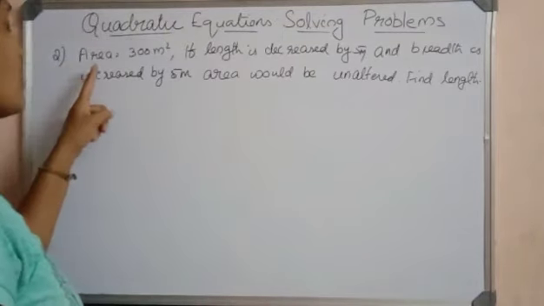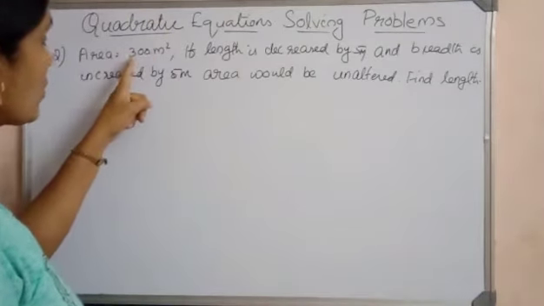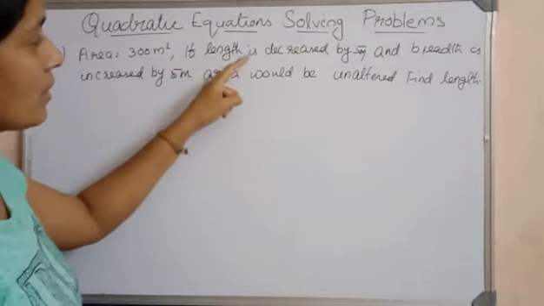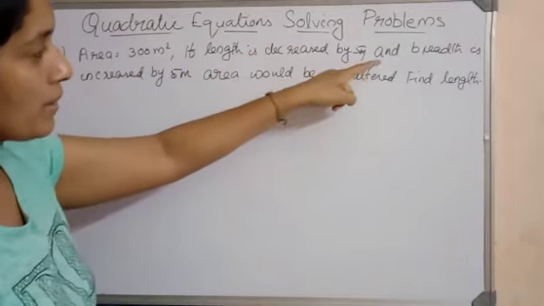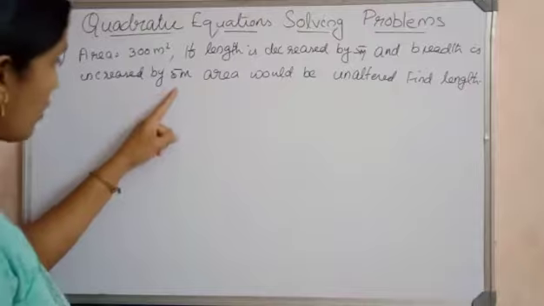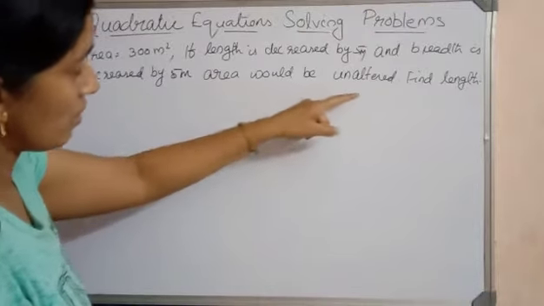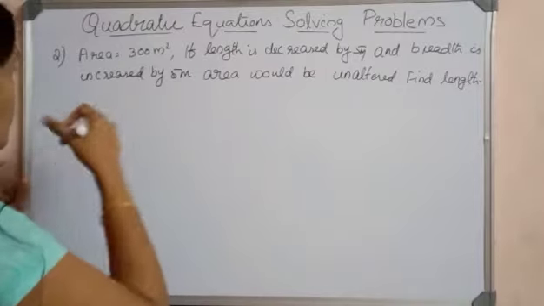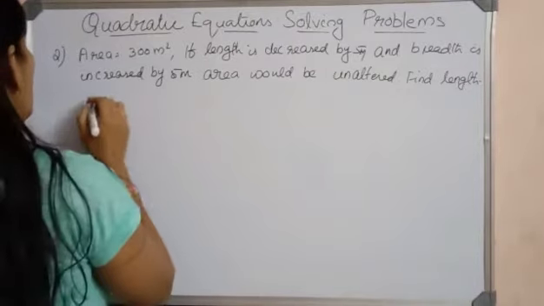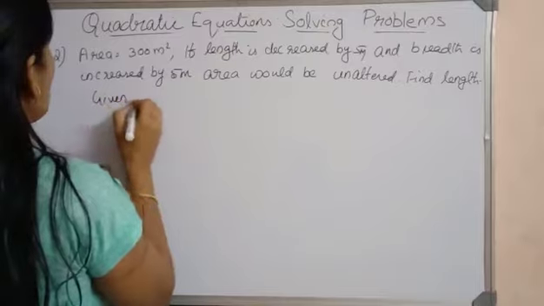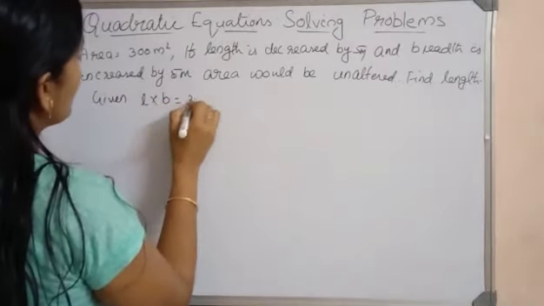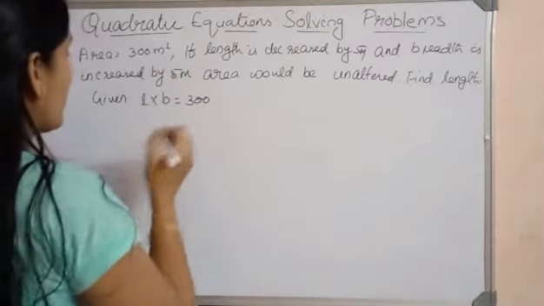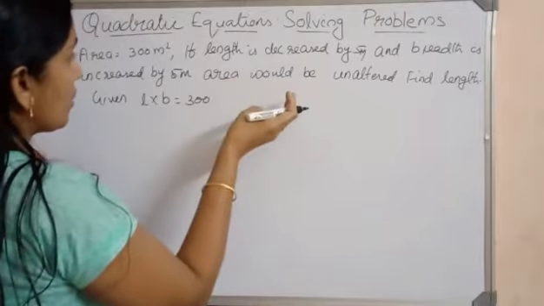Look at the next question. The area of a rectangular room is 300 meters square. If the length is decreased by 5 meters and the breadth is increased by 5 meters, area would be unaltered. Find the length. So it is given that the area of a rectangular room is 300 meters square. So given L into B is equal to 300 meters square.